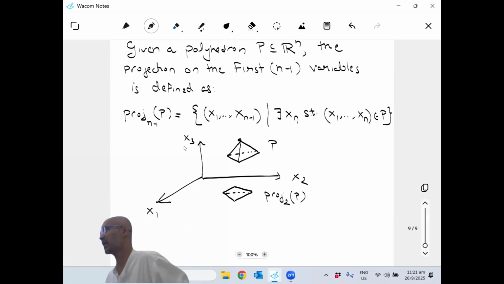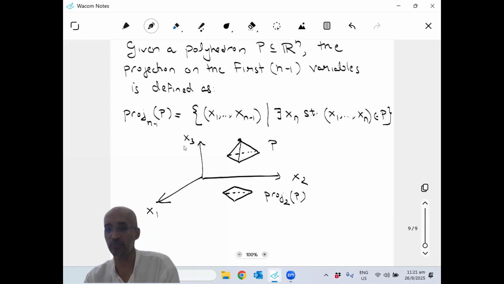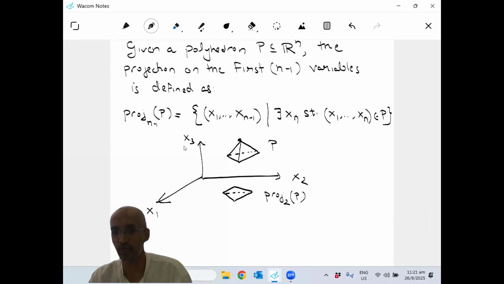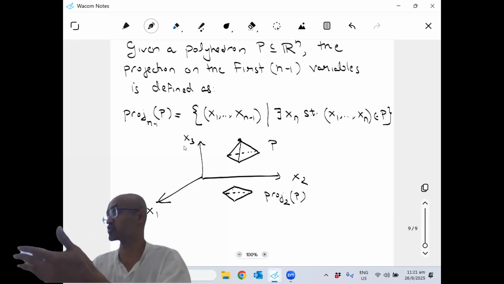Is it clear? You'll have to visualize a bit, but just think about a set. What does the projection mean? If I take a point here, I can find a point here, an x3, so that I can find a point in the set. For example, this point here will be this point on top. So this part of the region will be slightly squashed in, basically. Okay, if you're able to visualize it.